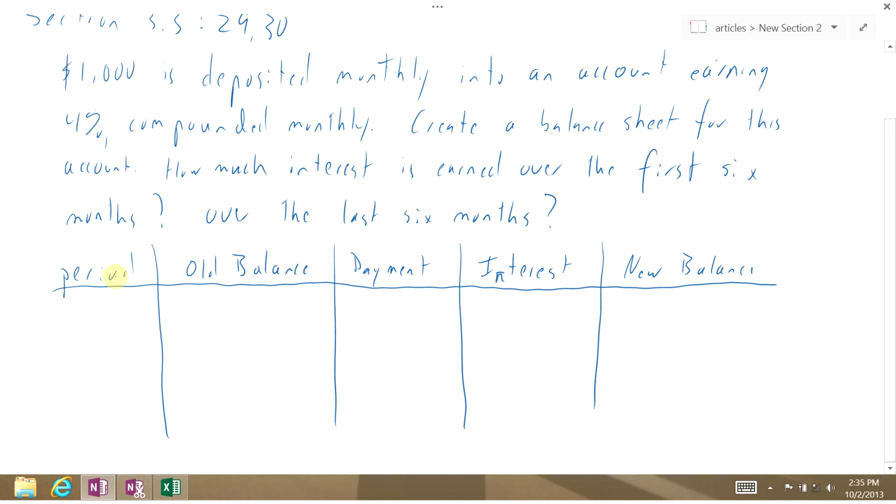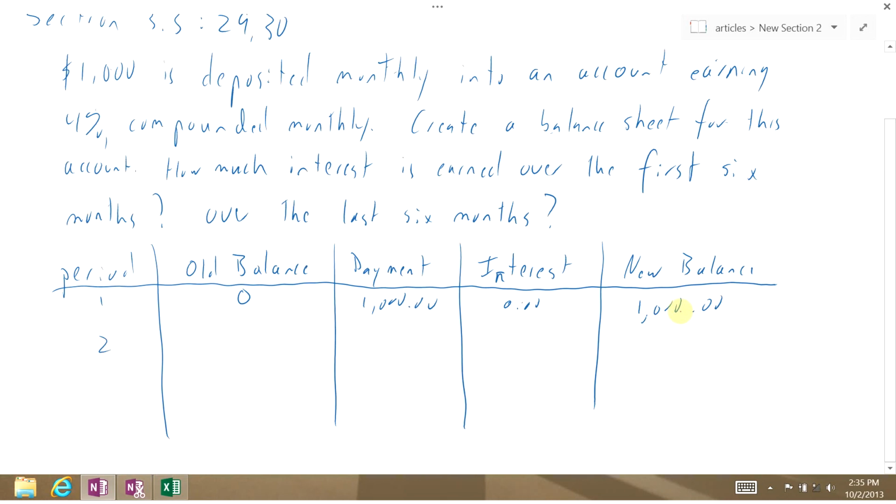So, first period, well, there's nothing in your account, so your old balance is 0. You put in a payment of 1,000. Since there's nothing in the account, you don't get any interest on it. And so at the end of the first period, you started with no money, you got no interest on that no money, and you put in $1,000. So you've got $1,000.